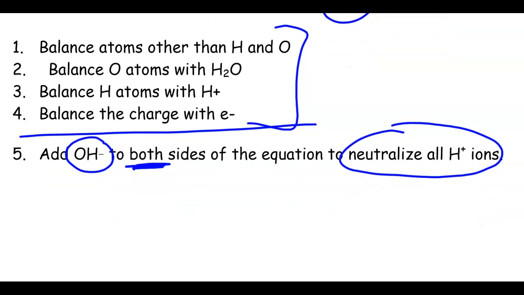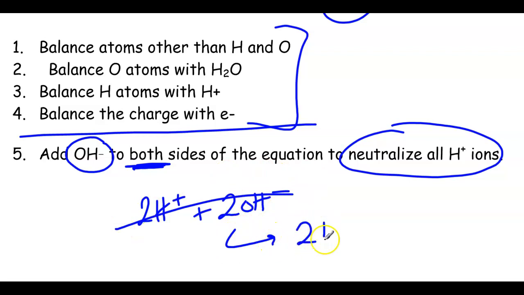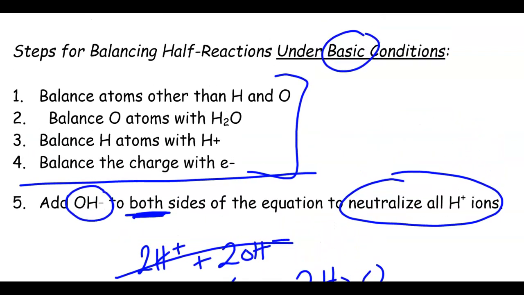Mainly, the one thing you should know is, let's say you have 2 hydrogens, you would add 2 hydroxides in order to neutralize that to make 2 waters. Okay, so if something is a basic condition, we should not have any hydrogens left behind.